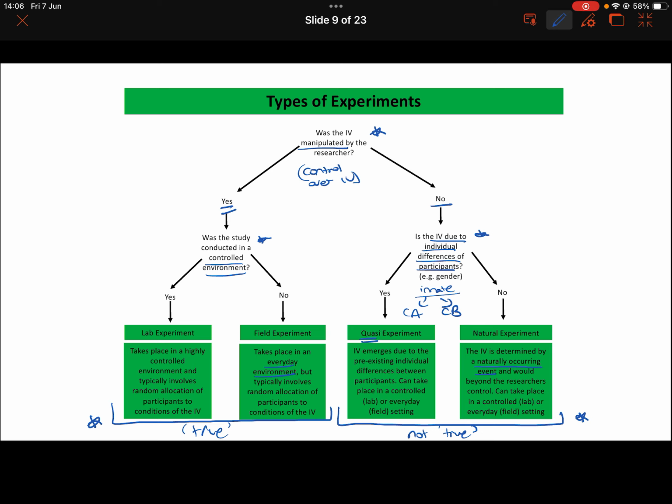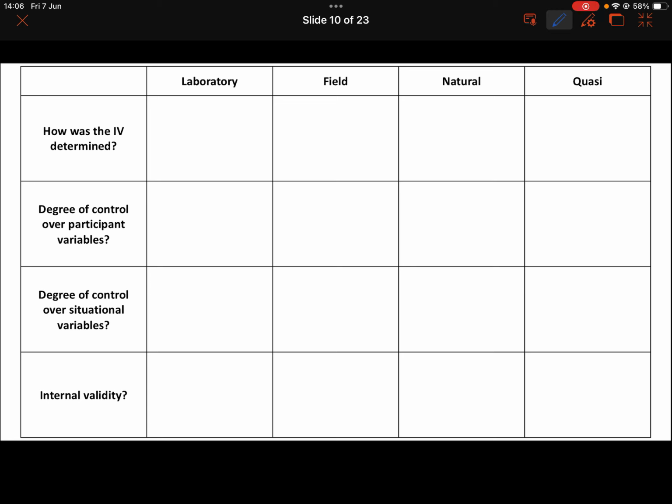So at this point, I would like you to complete this table. This is going to be really, really helpful for you to look at sort of strengths and weaknesses of each of these different types of experiments. And we'll do plenty of application together in class.